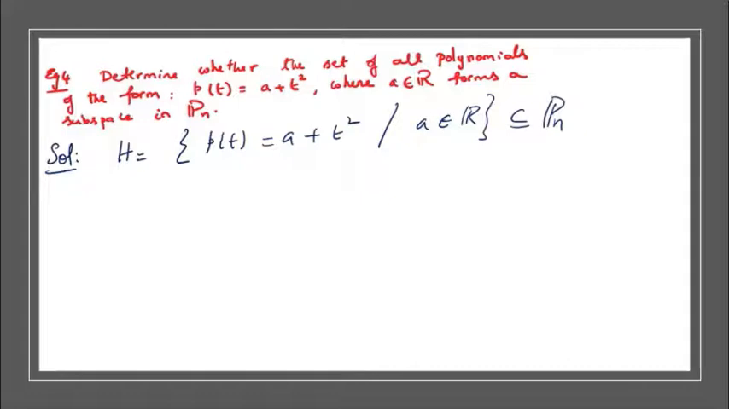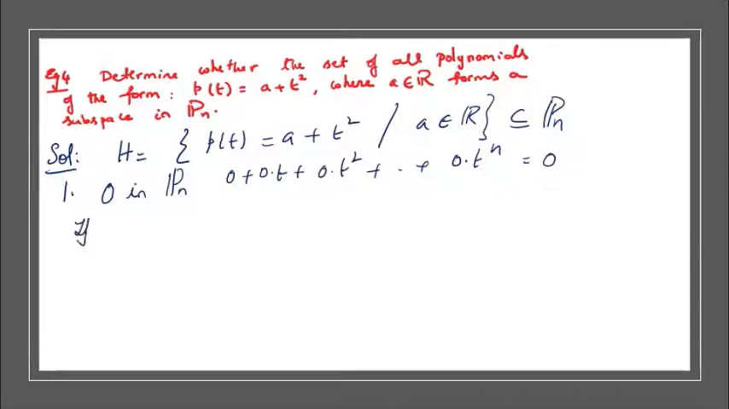So we'll see the first point. What is 0 in Pn? Simply I can say, though it is a 0 polynomial, like 0 plus 0 into t plus 0 into t square plus and so on plus 0 into t power n, it is nothing but 0 only, right? So if this 0 in Pn should be there in H, then if this 0 belongs to H, it implies this should be equal to, it should be in what format?